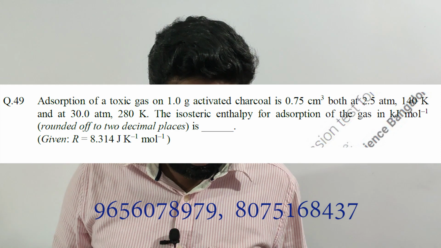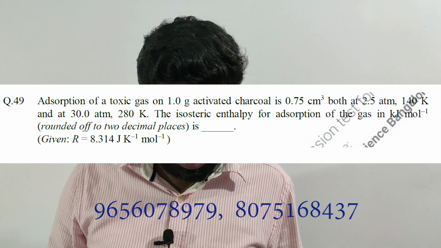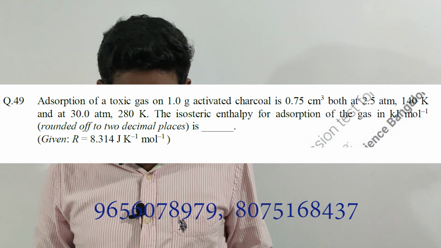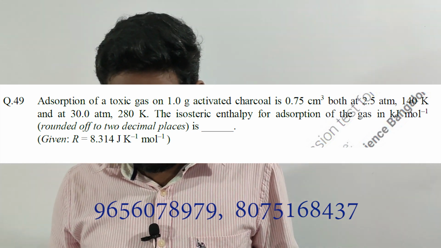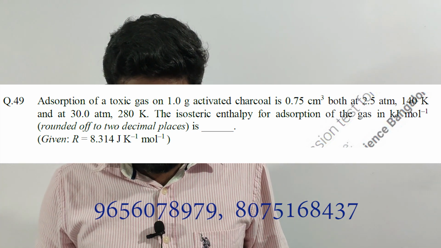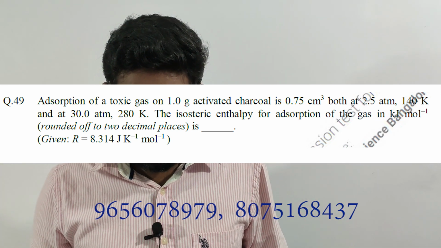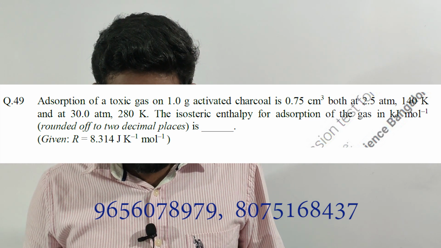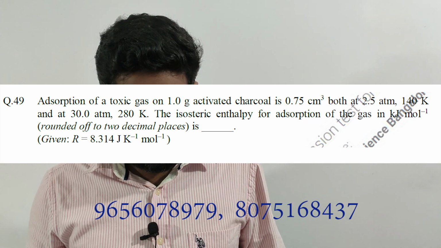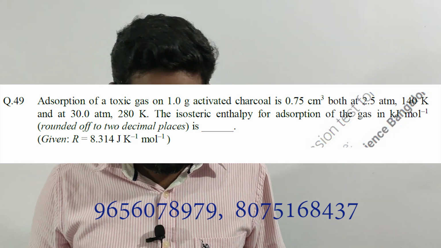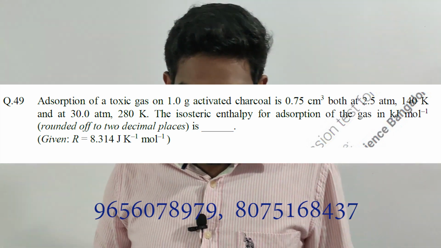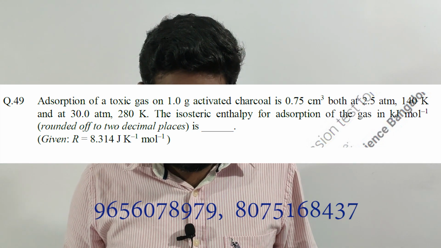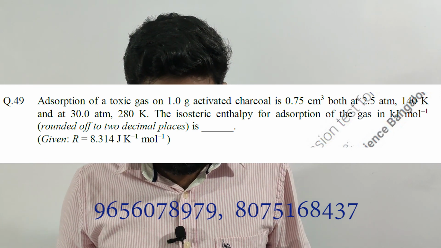Question number 49. Absorption of a toxic gas on 1 gram activated charcoal is 0.75 centimeter cube both at 2.5 atm 140 Kelvin and at 30 atm and 280 Kelvin. The isosteric enthalpy of absorption for the gas in kilojoule per mole is. Okay, let's see how to solve this.